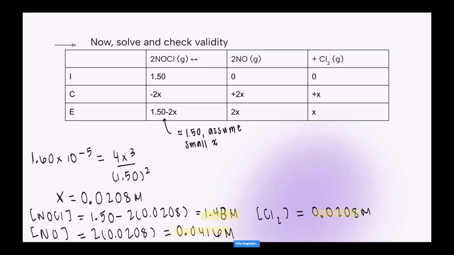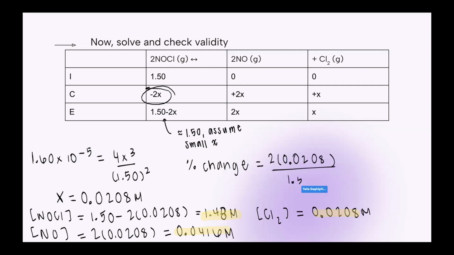All right, I'm going to highlight these answers. And now we're going to check the validity of our assumption. So if you recall back from a couple slides ago, the percent change is going to be the change over the initial times 100. We're going to look at the change column, which is 2 times 0.0208 over the initial, which is 1.50, times 100%. And we're trying to get this to be less than 5. And that equals 2.78%. So our assumption is valid.